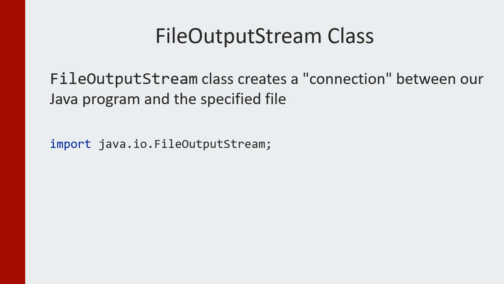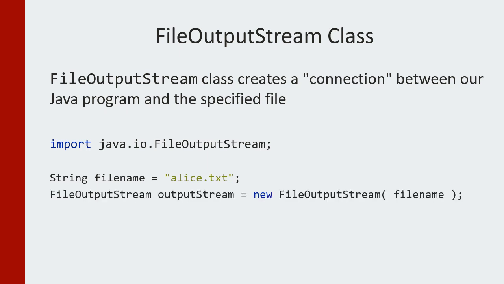Okay, so now that we have this FileOutputStream, we can select a file. Let's say String fileName is equal to alice.txt. And now I'm going to open that connection with this syntax: FileOutputStream outputStream is equal to new FileOutputStream with fileName. So notice here fileName is alice.txt, and to talk to alice.txt, we're going to use this FileOutputStream object, which I've called outputStream. Good.